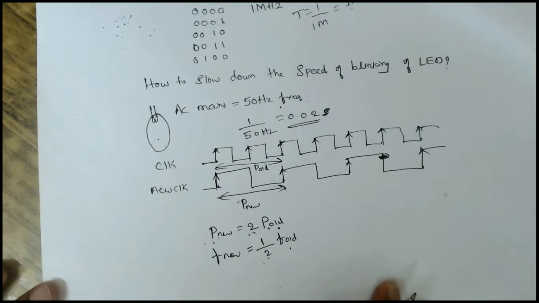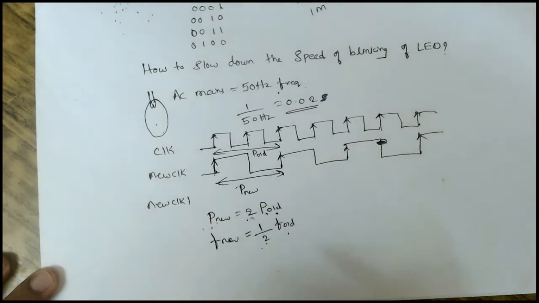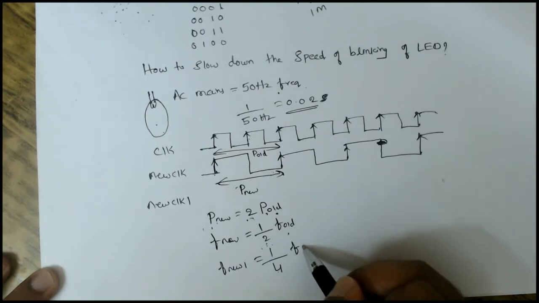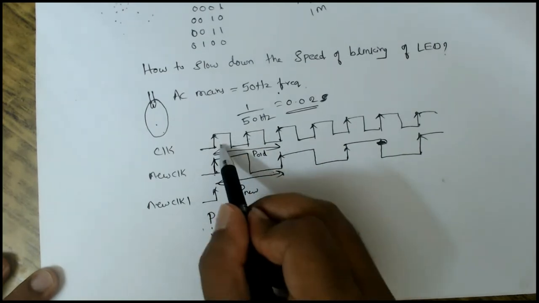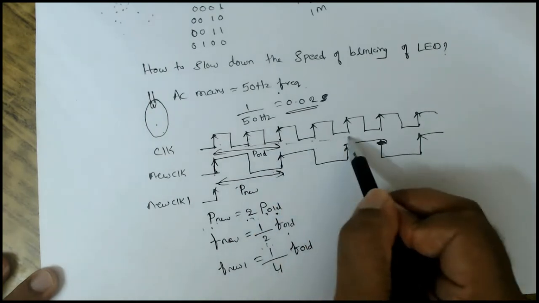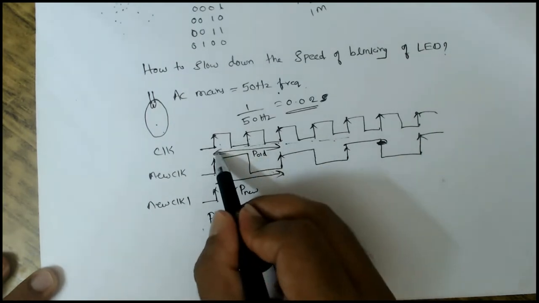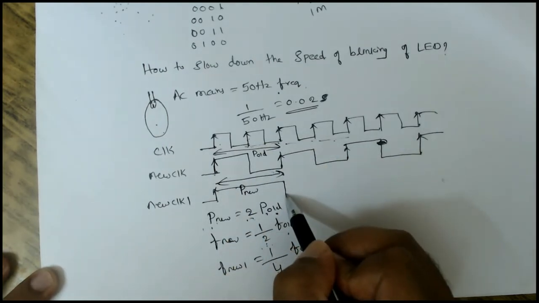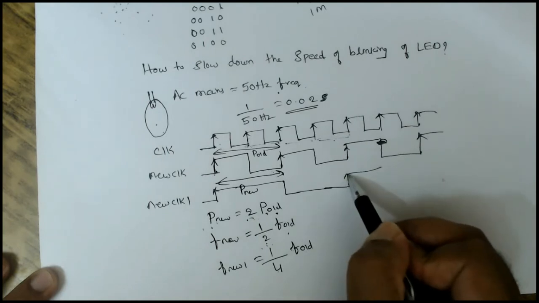Now let us understand one more small example. If I want my new clock 1 to divide the frequency by 4 times, f new 1, I want to divide the frequency by 4 times compared to old. So what would I do? Here the positive edge, first clock, second clock, third clock, fourth clock. In 4 clock cycles, I should fit in 1 clock. So the first clock is done. During the second clock, at this positive edge, it has to toggle, and the second clock is done. So again, it should increment. It has to follow in this manner.